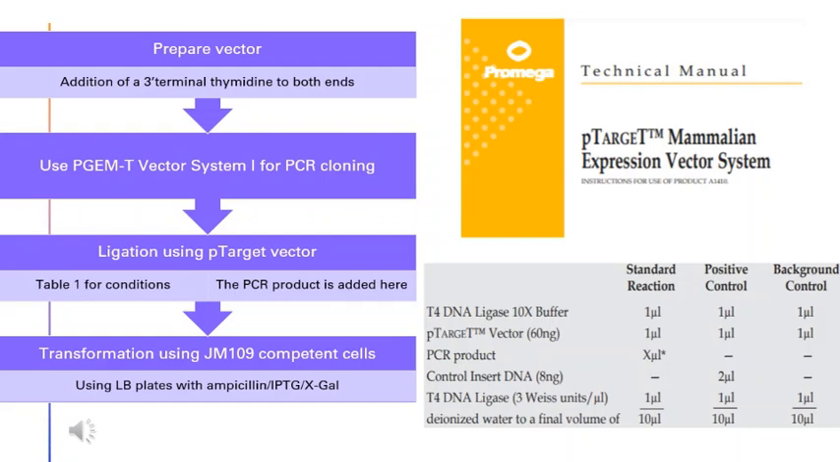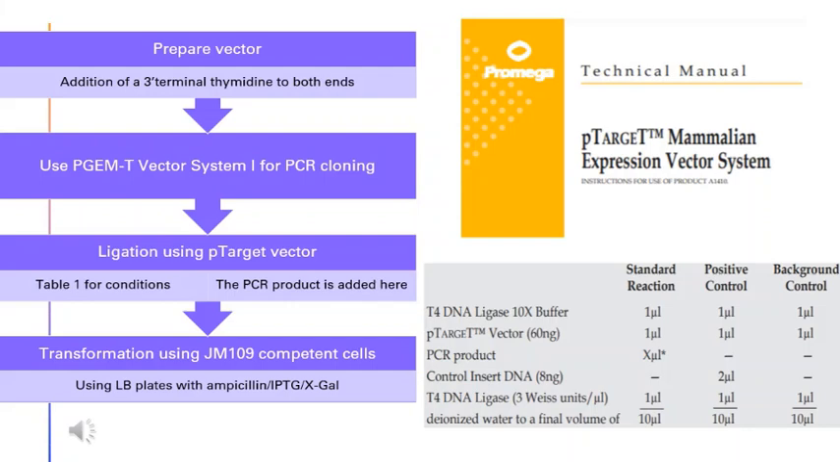First, the pTarget mammalian expression vector system manual says that the vector needs to be prepared by cutting the vector with EcoRV and then adding the 3' terminal thymidine to both ends in order to have the T overhangs. The manual suggests that we use the pGEM-T vector system 1 for the PCR cloning, but we can also use other systems. The next step is to carry out the ligation.